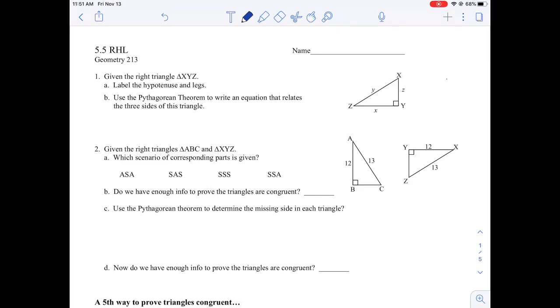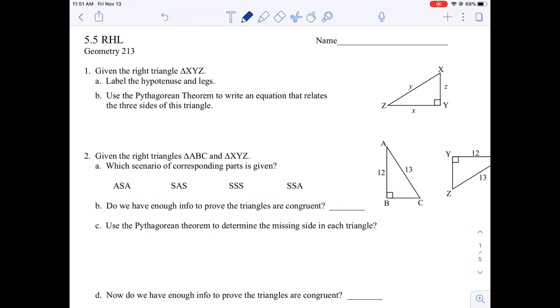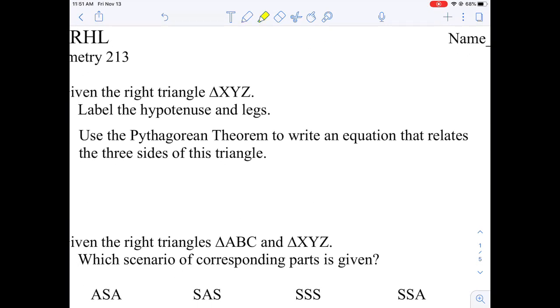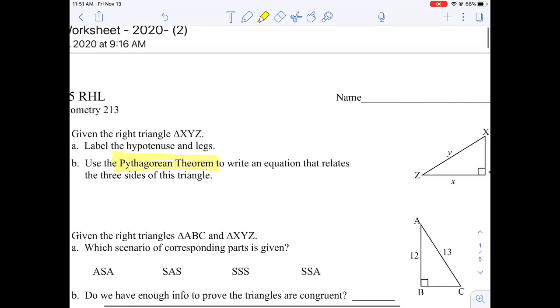Hello everybody. This video will introduce the last new concept of Chapter 5 before we review and then test later in the week. So we're going to start by going back to an old friend, the Pythagorean theorem, and that old friend is going to help us understand this last new idea.